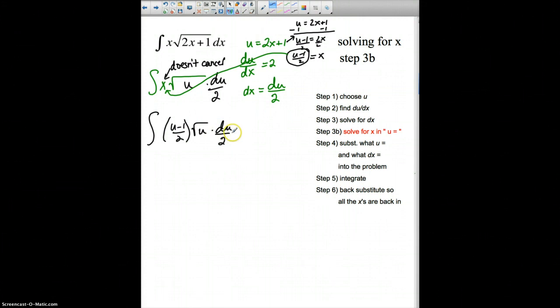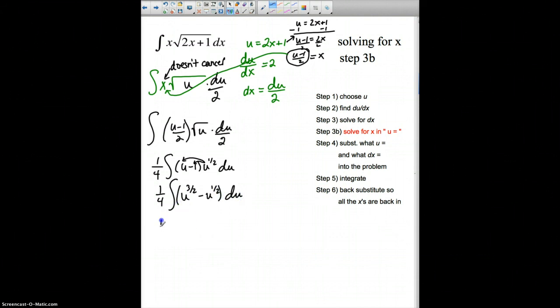Now all of our x's are gone. That's important. You cannot integrate until all of your variables are the same. Simplify. Pull out those 2's. They're both in the denominator, so it's going to be 1/4. U minus 1 times square root of u we can rewrite as u to the 1/2. Now this looks like it's still a product, right? But keep simplifying. Now, in this form, we can distribute. So we have 1/4, we still haven't integrated. U to the 1/2 times u to the first, we add the exponents, it's u to the 3/2. This is u to the 1/2.